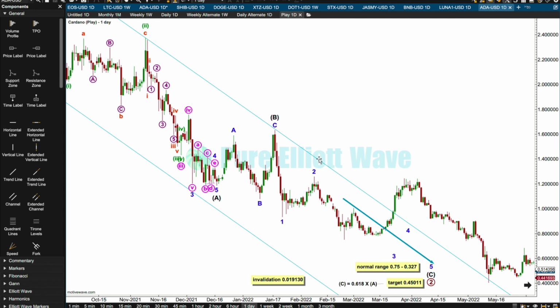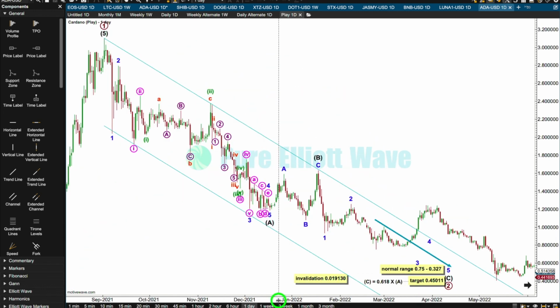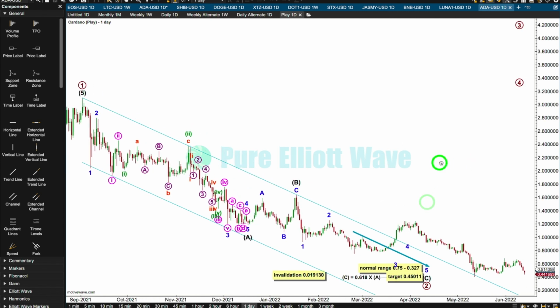So this is my last wave count for Cardano. I've just updated my data, but I haven't updated the wave count. Let's do that now. I'm not sure if I want to put intermediate B there or here.